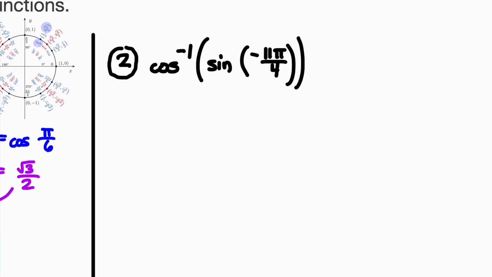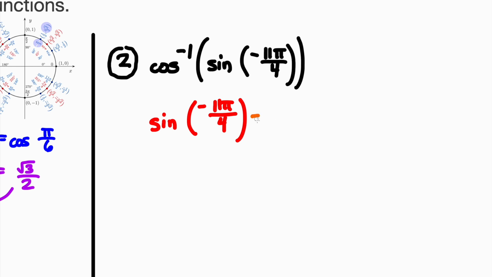Same kind of thing. We're going to start with that inner function, that inner part of the composite function, this part right here. Okay, so to do that, I'm just going to write sine of 11 pi over 4. Now, if you notice, this value is not on the unit circle. Okay, it's in the negatives. We go from 0 to 2 pi. So we need to figure out this value.